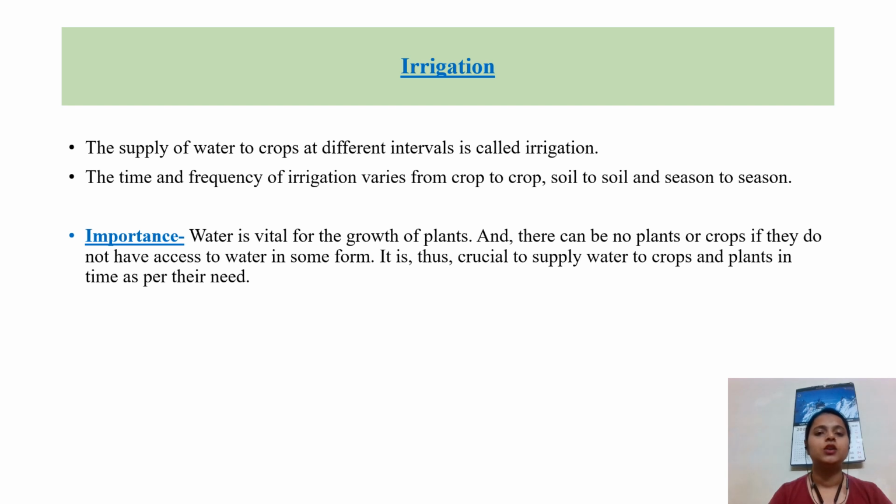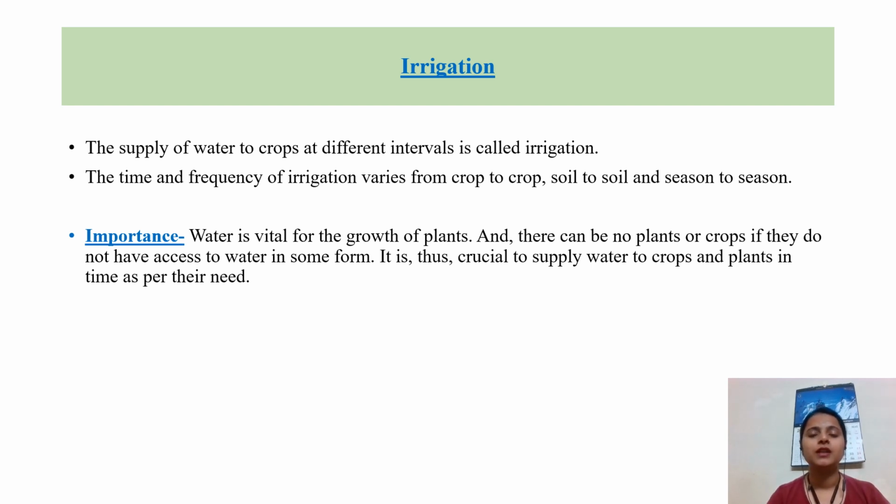Okay, yes. So what is irrigation? Let's see what is written here. The supply of water to crops at different intervals is called irrigation. The time and frequency of irrigation varies from crop to crop, soil to soil, and season to season.